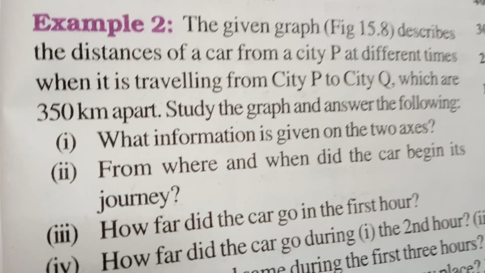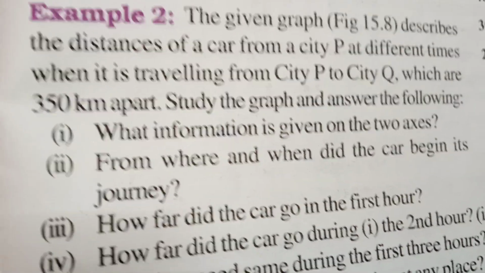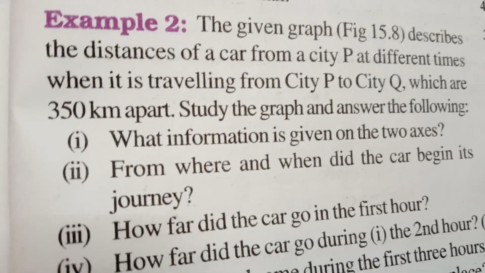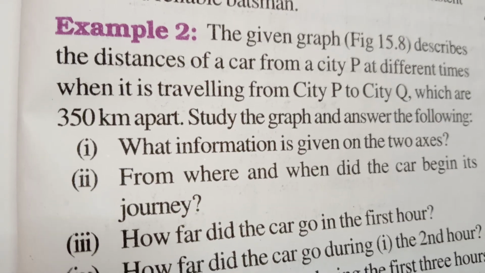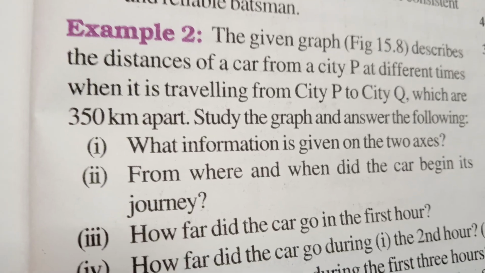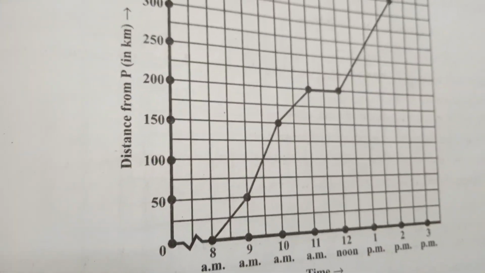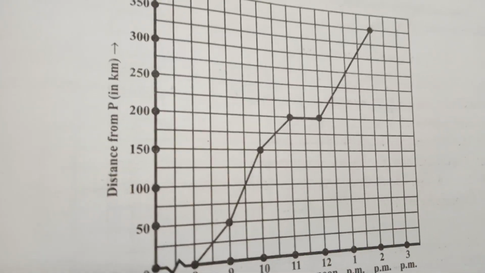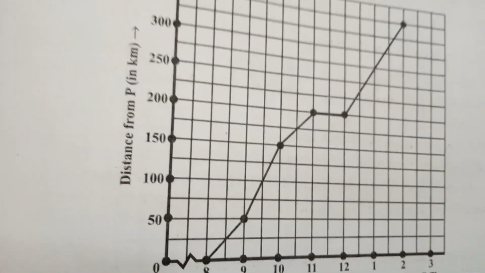Let us see one example. The given graph in figure 15.8 describes the distance of a car from a city P at different times when it is traveling from city P to Q, which are 350 km apart. Study the graph and answer the following questions. See here, this is the graph. The times they started are 8 a.m., 9 a.m., 10 a.m., 11 a.m., 12 p.m., 1 p.m., 2 p.m. and 3 p.m. So time is represented on x-axis and distance represented on y-axis.